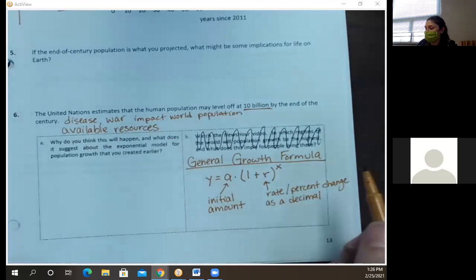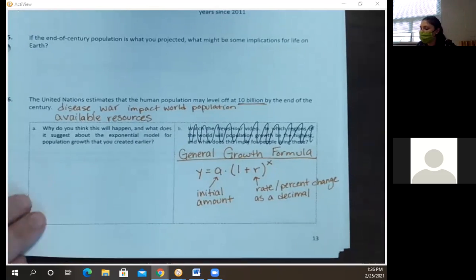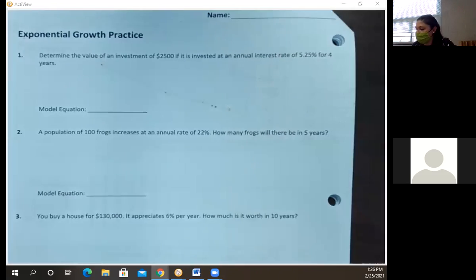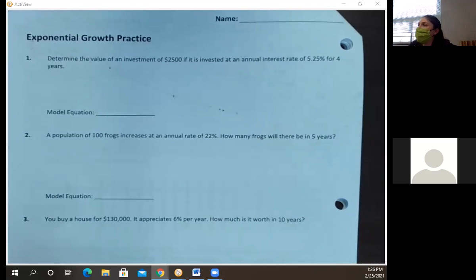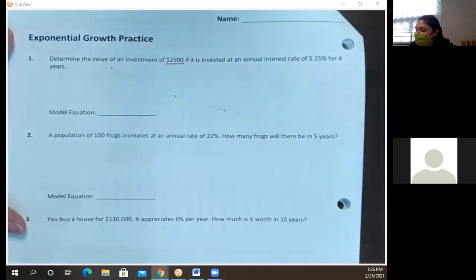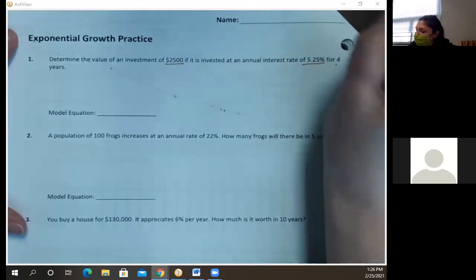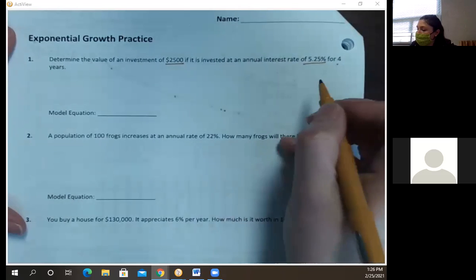So what we're going to look at next is a few more problems where we're using this general growth formula. Please turn to the next page. We're going to set up a couple of problems together on page 14. For number one on page 14, we're looking at an investment. The purpose of an investment is that you start with some money and you make some more money, right? You want your money to be increasing. So we're going to determine the value of an investment of $2,500 that we invest at an annual rate of 5.25% for 4 years.